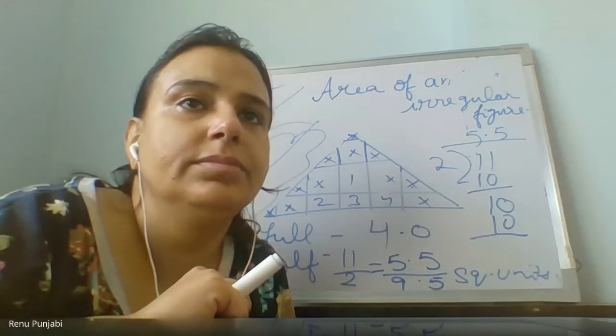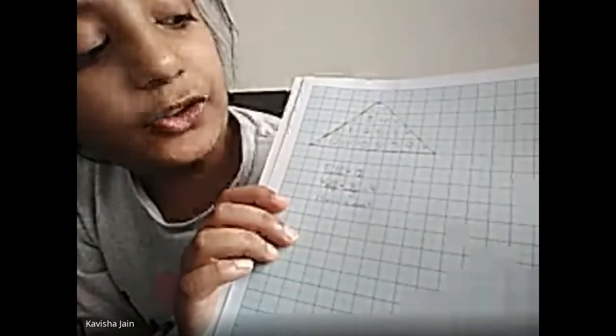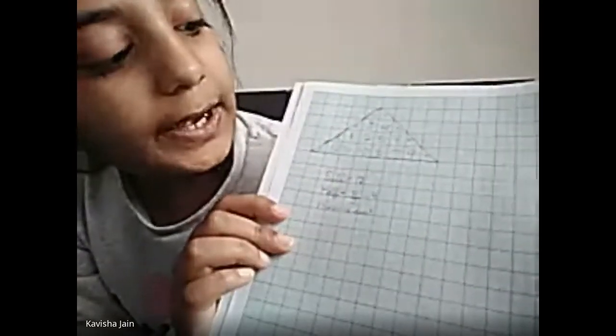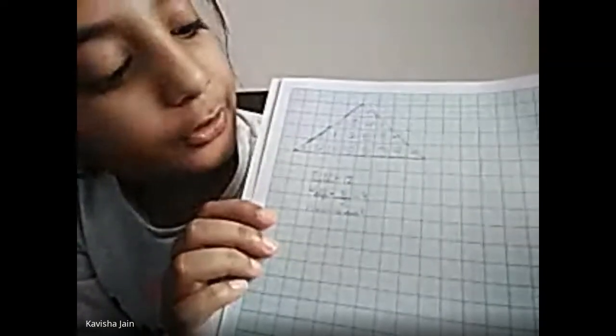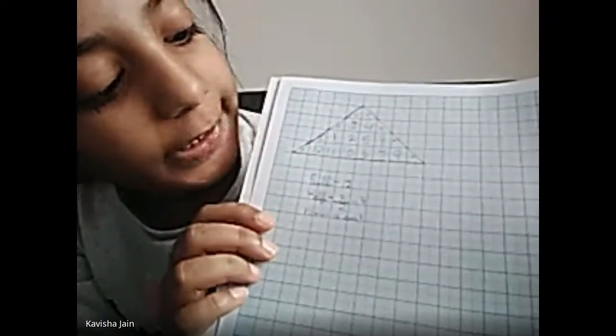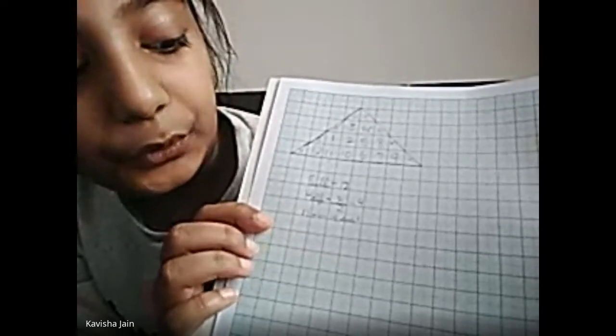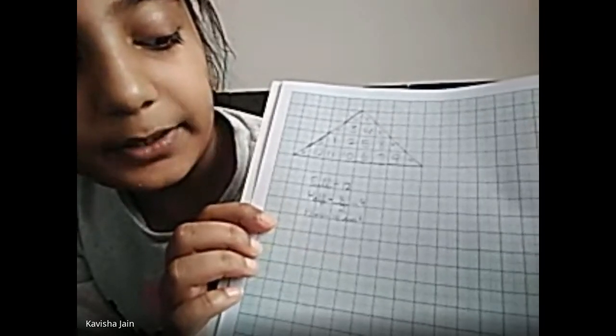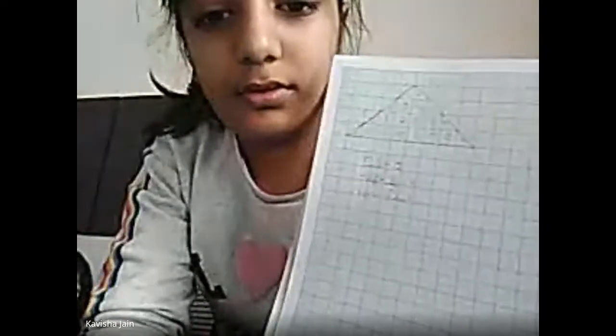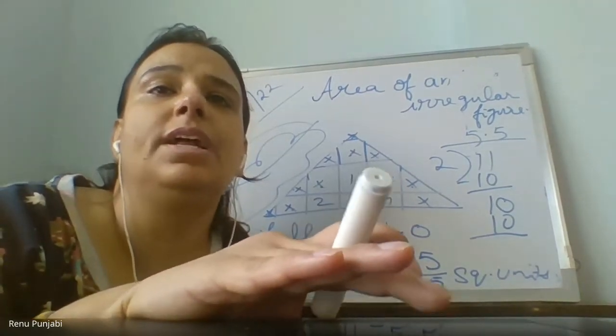Yes, ma'am. I have taken a triangle. Full squares are 12 and half squares are 8. So 8 divided by 2 is equal to 4. So 12 plus 4 is equal to 16 centimeters square. 16 square units. Here centimeters are not there, no?